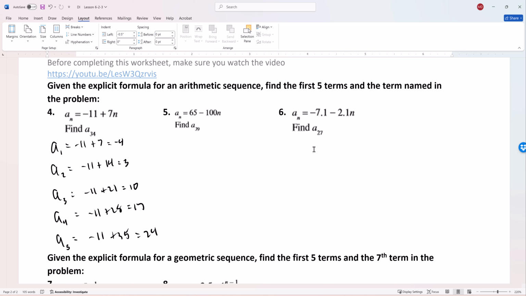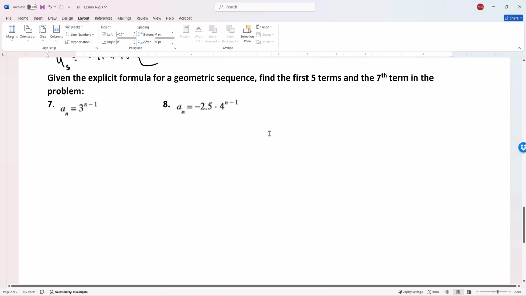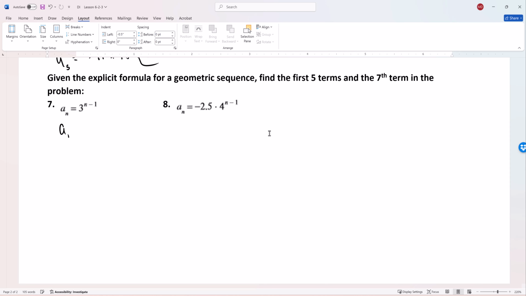And then now it says find a of 34. So then the last thing you're going to do is find a of 34, which is negative 11 plus 7 times 34. We'd have to use our calculator for that. So that's 238, and then plus negative 11. So that's 227. So then the next one, given the explicit formula, find the first 5 terms. So a sub 1, a sub 2, a sub 3, a sub 4, a sub 5, and then find the 7th term. So then also a sub 7.